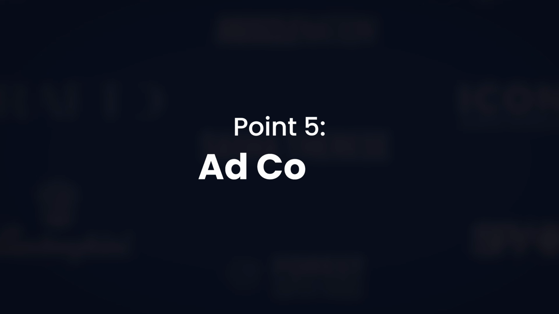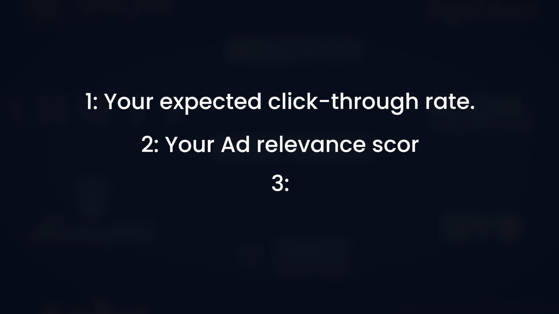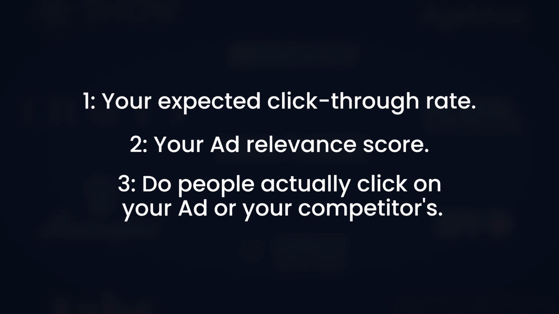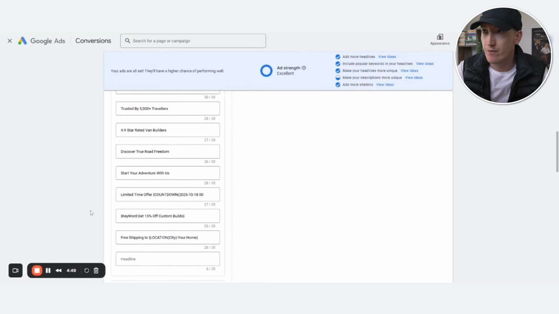So now let's get into the weeds a little bit and talk about ad copy. Ad copy is critical because your ad copy directly impacts 3 things: your expected click-through rate, your ad relevance score, and obviously whether people actually click your ad or your competitors. When we're writing or reviewing ad copy for search campaigns, we follow a specific set of rules. So rule number 1, you want to use 14 headlines and 3 descriptions, not the full 15 that you can add.